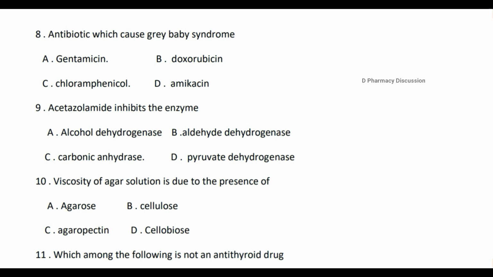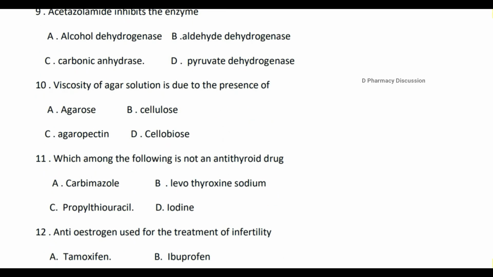Then question number 9. Acetazolamide inhibits the enzyme. Option A. Alcohol dehydrogenase, B. Aldehyde dehydrogenase, C. Carbonic anhydrase, D. Pyruvate dehydrogenase. Correct answer is option C. Carbonic anhydrase.